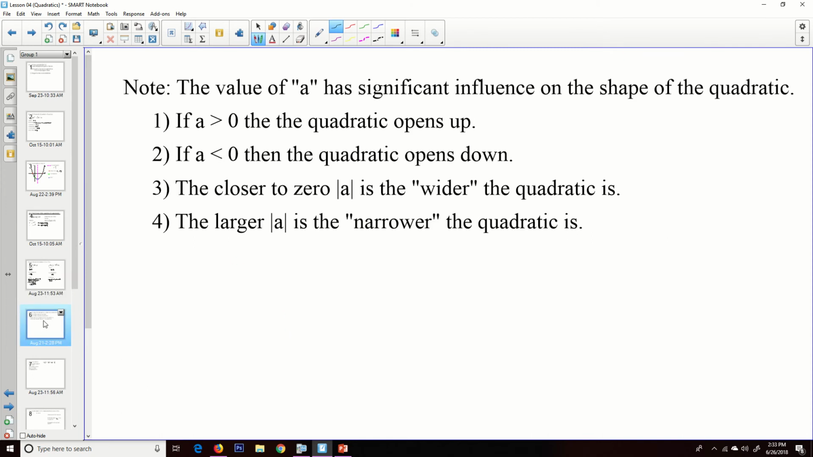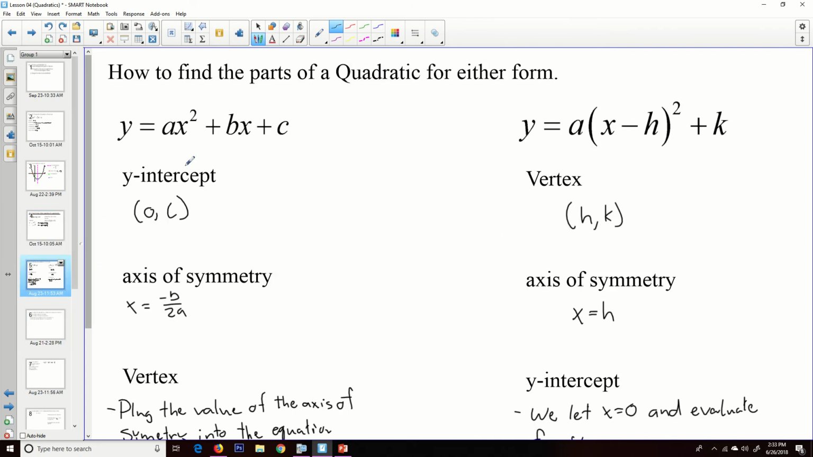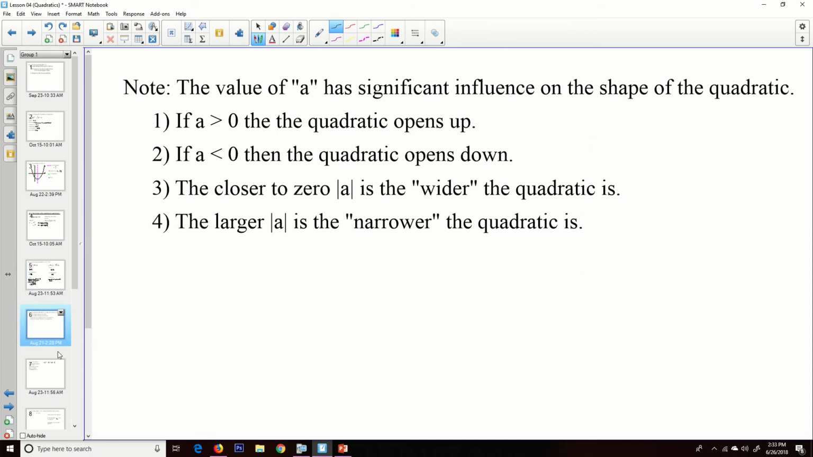All right, moving on. The value of a, and again, in both versions of the equation, right here, we do have that a value, has the most influence on the shape of a quadratic. If a is greater than 0, then the quadratic opens up. If a is less than 0, then the quadratic opens down. The closer to 0 that the absolute value of a is, because it could be positive or negative, the wider the quadratic is. And the larger that the absolute value of a is, like negative 10, when you make it absolute value, we would consider that a large value, the narrower the quadratic is.